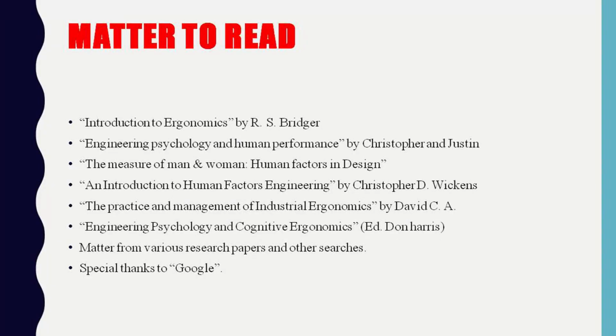That was a brief description of the topics that we are going to cover in the next stage of this course as we proceed. For the matter to read, I have listed some books. There are many books available, not exactly on ergonomics but under other names, because this is a completely interdisciplinary subject. Mostly you will find the matter in the form of engineering psychology, human factors engineering, measurement of man and woman, and cognitive ergonomics. I have collected matter from various sources, and I would like to give special thanks to Google, which has given a lot of freedom for the matter to read and understand. These are the books on which you can spend time in order to better understand this course and the affiliated topics.